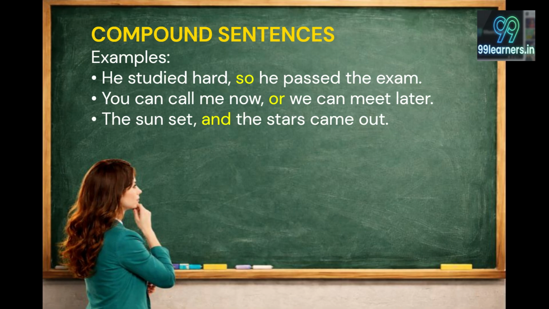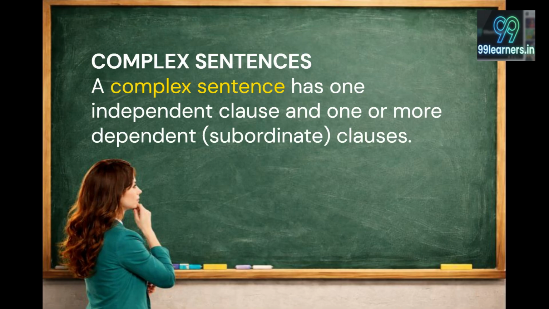Complex sentences. A complex sentence has one independent clause and one or more dependent, subordinate clauses. A dependent clause cannot stand alone. It needs the main clause to make sense. Common subordinating words: because, although, since, if, when, while, after, before, and unless, though. Relative pronouns like who, which, that also introduce dependent clauses.